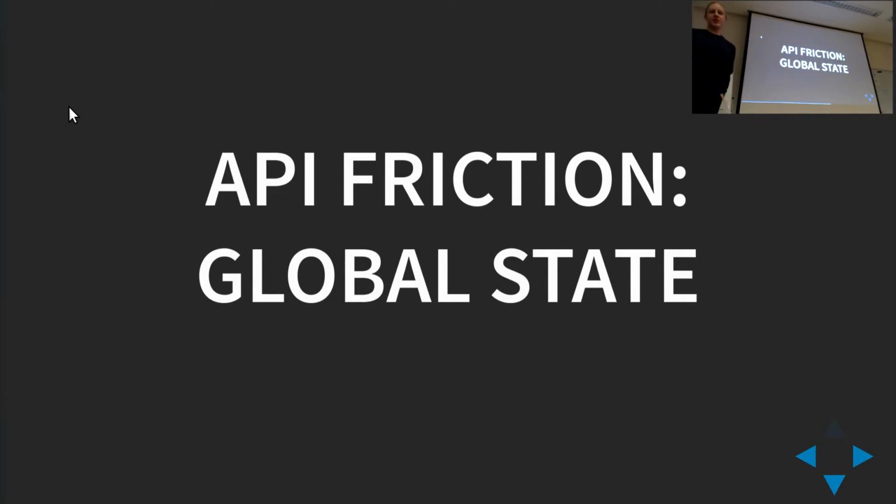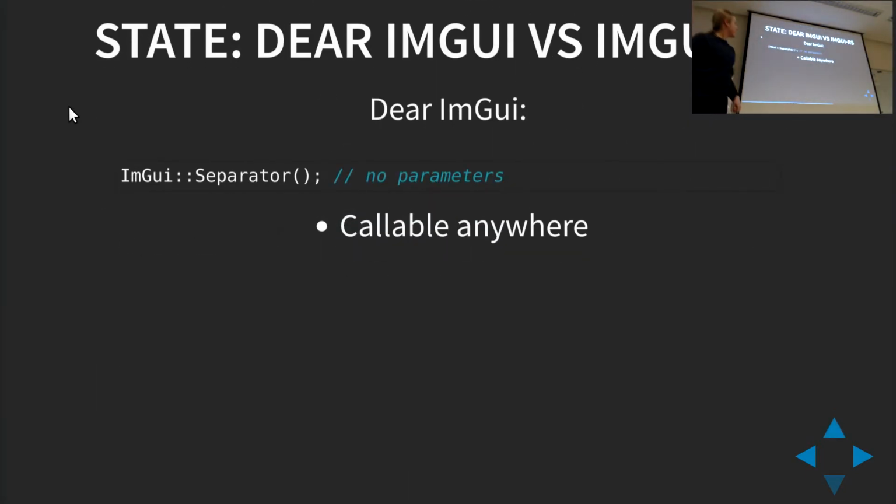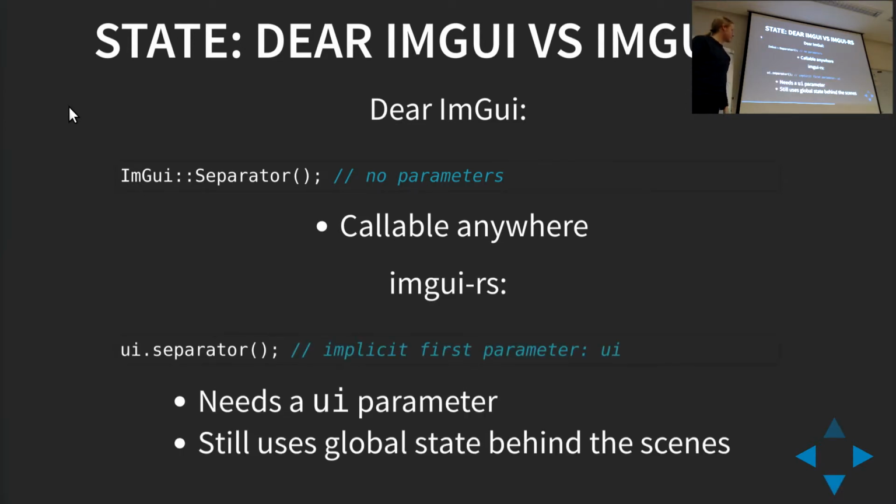Another API friction is global state. And this is something that Rust really tries to make difficult to use and tries to avoid in many ways. So in Dear ImGui in C++, if we wanted to separate between some UI elements, so just empty space, we could call the separator function. It doesn't take any parameters, and ImGui here, that's just a namespace. So basically the function can be called anywhere. No restrictions at all. The compiler won't warn you if you call it in the wrong place. While in imgui-rs, you need the UI reference.